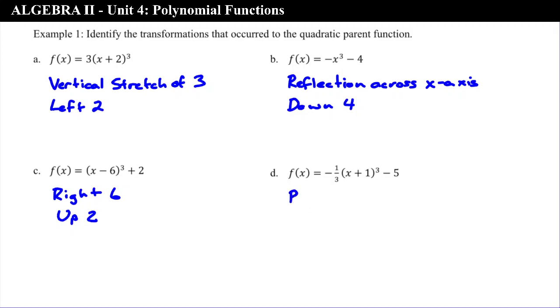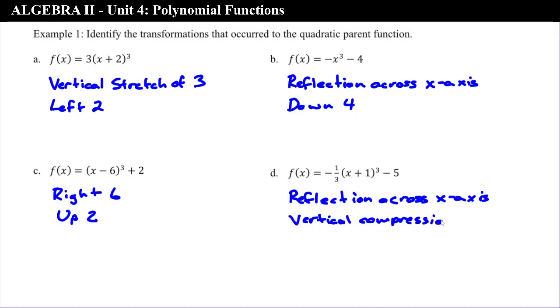And then in D, we have lots of things going on. We have a reflection across the x-axis. We have a vertical compression by a factor of 1/3. We are translated left 1 unit, and we are translated down 5 units. Okay, so again, if you're familiar with absolute value transformations and quadratic transformations, then these should be no problem for you.